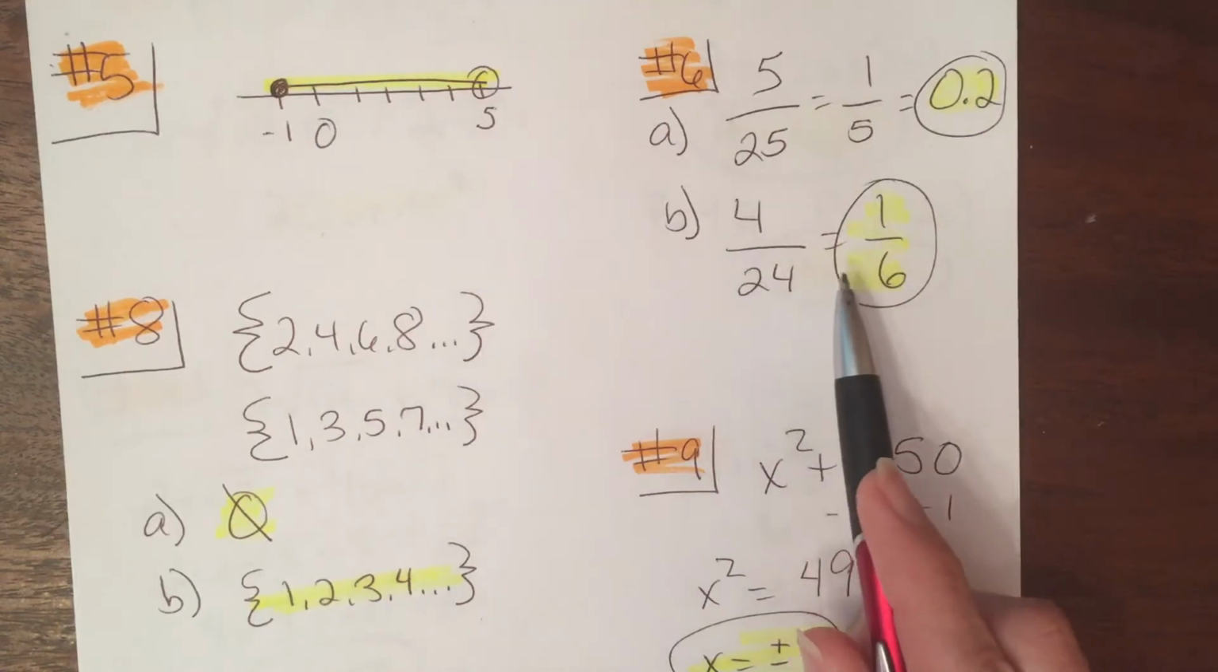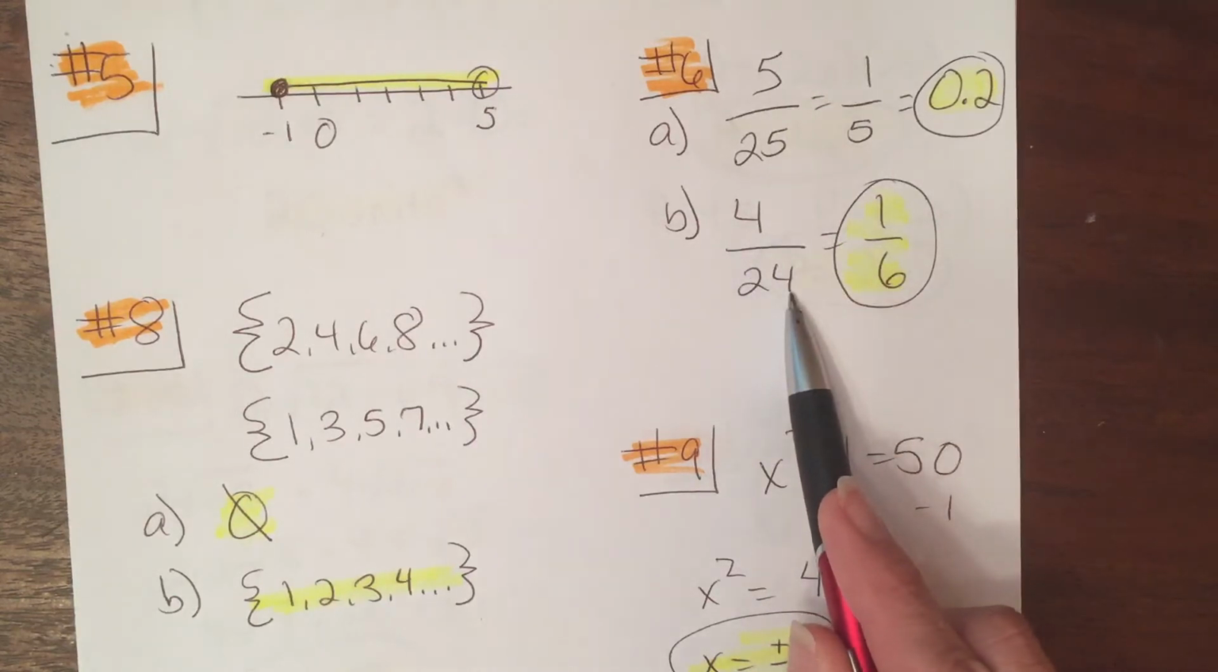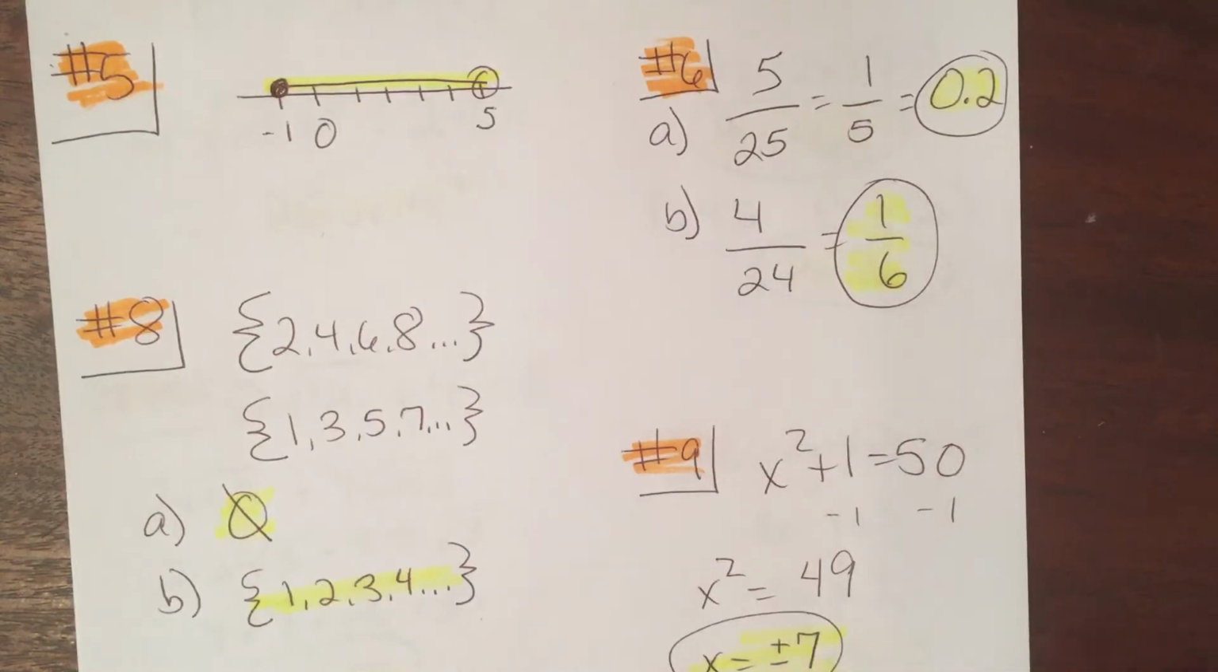B says, if one of the vowel cards is drawn but not replaced, so now we only have 4 cards out of 24 total, what's the probability that you draw another vowel? 1 out of 6. 4 out of 24 reduced is 1 out of 6.